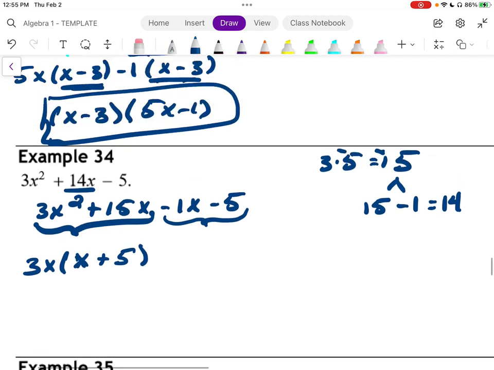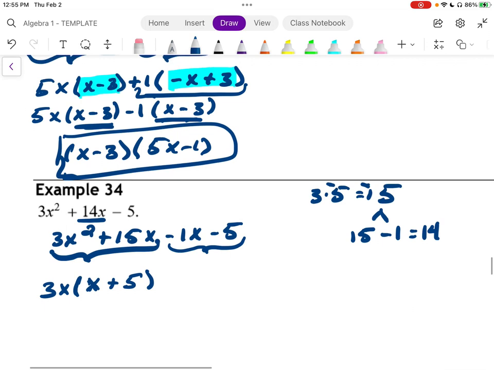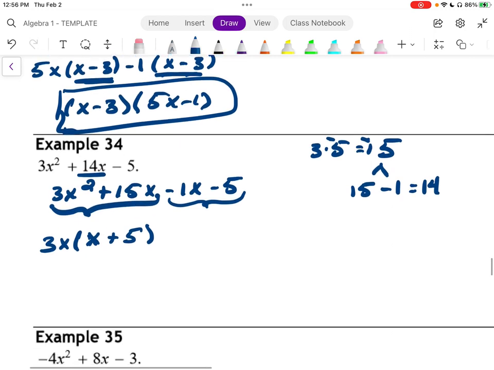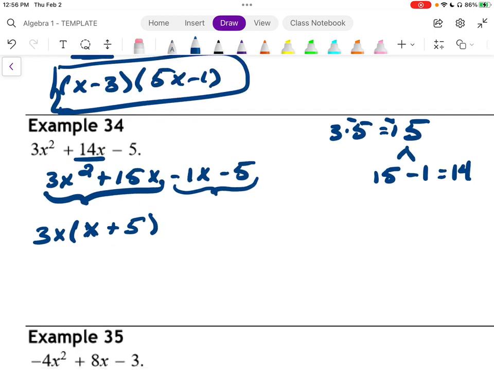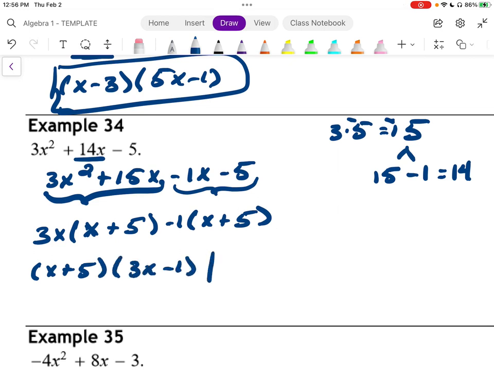Now, thinking about our last problem. In our last problem, that blue highlighted piece there, the piece in parentheses, we want them to be the same. So looking at here, we've got an x plus 5, positive x and positive 5 in parentheses. In the second one, they're a negative x and a negative 5. So I'm going to pull out a negative 1, and that leaves me with x plus 5 there. Now I can factor out my x plus 5s, and then I'm left with 3x minus 1.